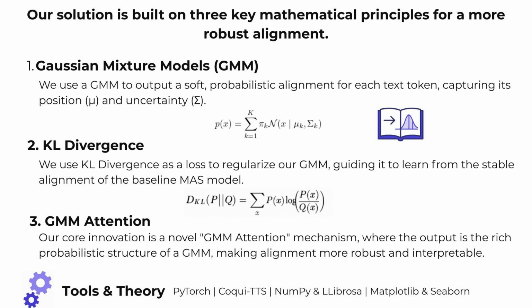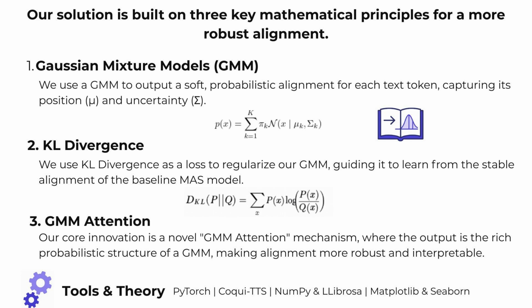Our solution is built on three key mathematical principles for a more robust alignment. First is Gaussian mixture models. We'll use a Gaussian mixture model to output a soft probabilistic alignment for each text token, capturing its position mu, which will be the center or mean, and uncertainty sigma, which will be the variance, given as the formula where pi, mu, and sigma's values will be calculated as parameters from our GMM attention layer.